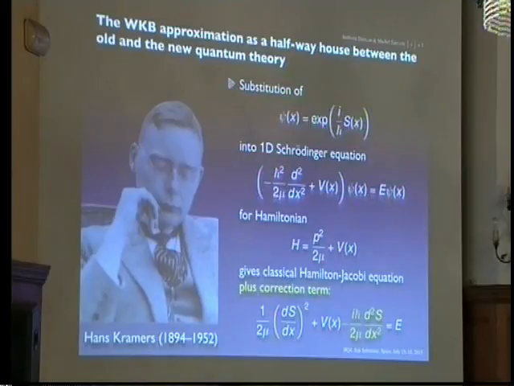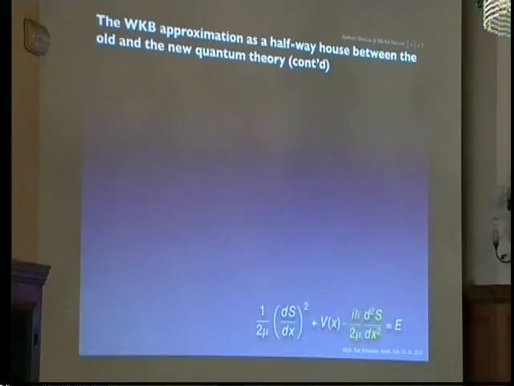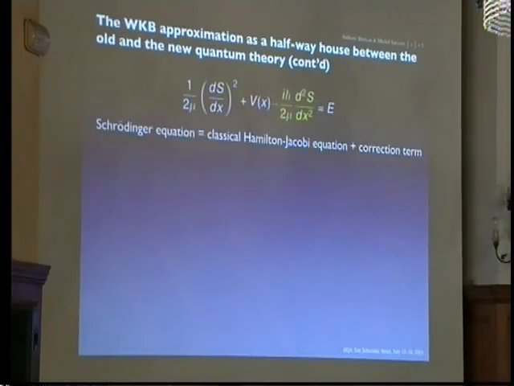So remember what Crystal was saying on the side of wave mechanics. You write the wave function with this S, the Hamilton principle function, into the one-dimensional Schrödinger equation. Here is the substitution for this Hamiltonian, and what you get is that the Schrödinger equation turns into the classical Hamilton-Jacobi equation plus some correction term. This was well known; Schrödinger undoubtedly realized this. And so that's what you're now going to use.